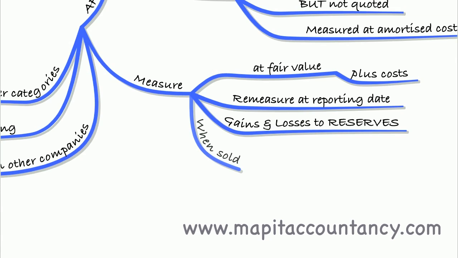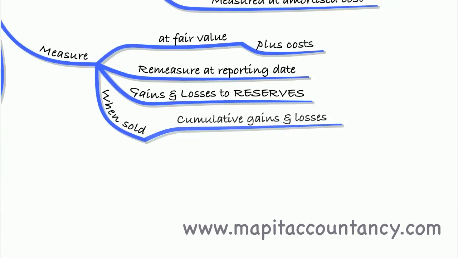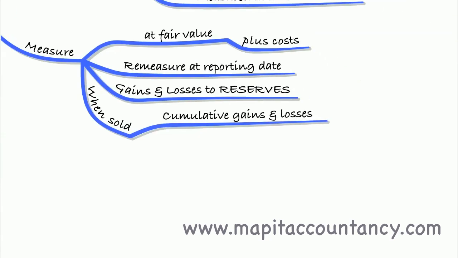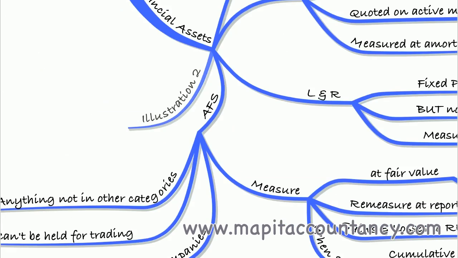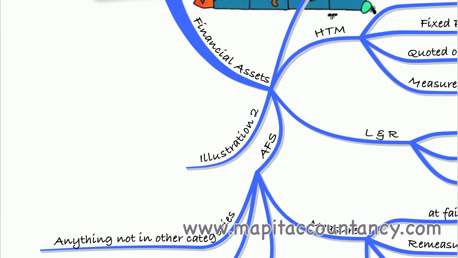When we then sell that item, we'll take the cumulative gains or losses that we have in reserves and we'll take it all through the income statement. So effectively we're showing that gain or loss twice. We show it through comprehensive income when we take it to reserves, and we take it through the actual income statement whenever we sell it. So we looked at that in detail in illustration 2.